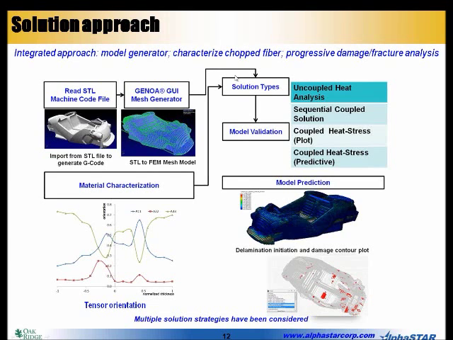Combining these two, we get a full finite element model, which we can solve in different ways, and we have tried different ways to solve this problem. We have tried both uncoupled and fully coupled thermal structural analysis methods, and so far we could conclude that the sequentially coupled solution is the most robust and will give us a solution in the least amount of time. So this is the methodology that we have used so far.